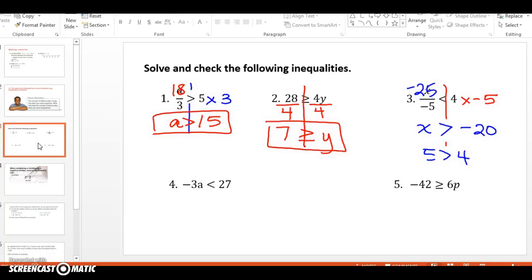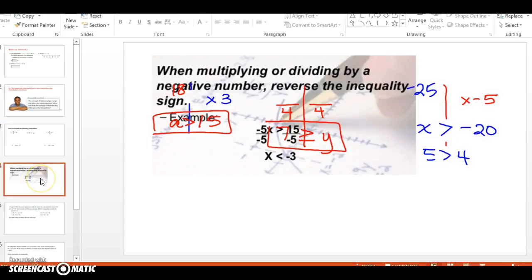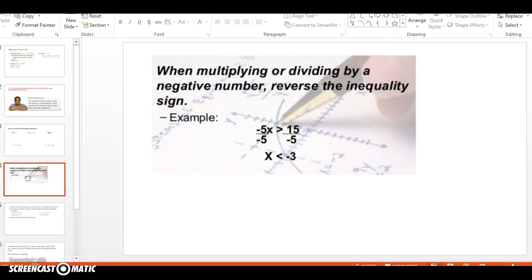Is that true now? Yes. This only happens when you're multiplying or dividing by a negative number. And we're going to do this a couple more times. But if you look on the next slide, I've put it in here for you, that when multiplying or dividing by a negative number, you have to reverse the inequality sign. And I put an example in here for you so that you can see it. That's going to happen for the rest of your life from here on out. Multiply and divide by a negative number. Okay? All right, so let's go back and keep working on these.